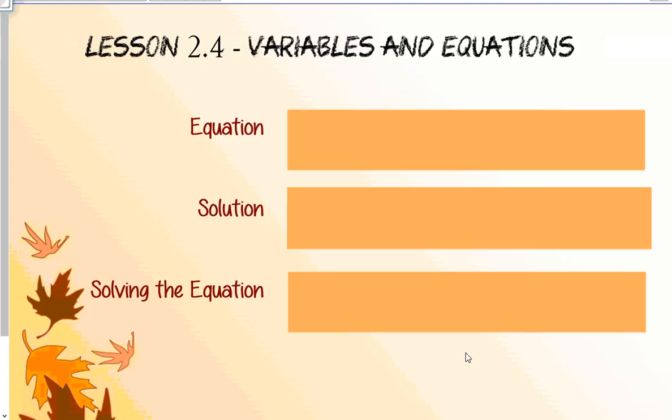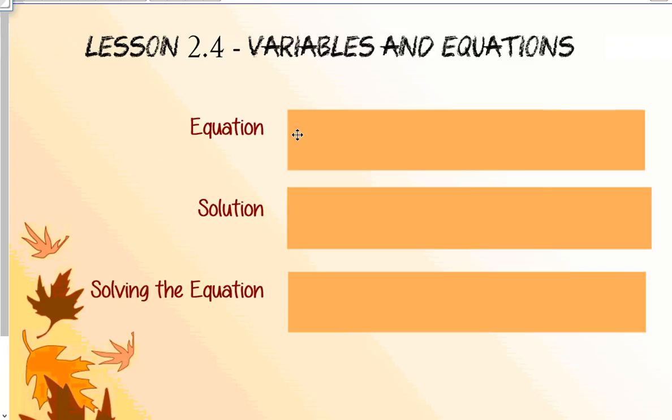All right, welcome to lesson 2.4, variables and equations. In this chapter, we're going to learn how to solve equations using variables. Just to review, if you remember, a variable is like the letter in an equation, for example, x or a or c, something like that. Some additional vocab words we have for this section are equation, solution, and solving the equation.